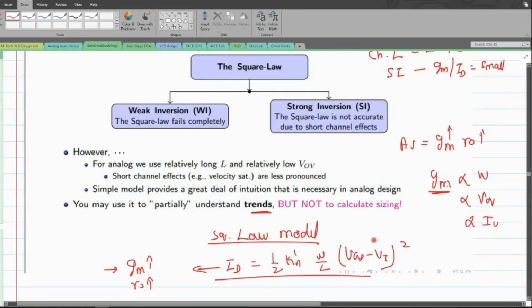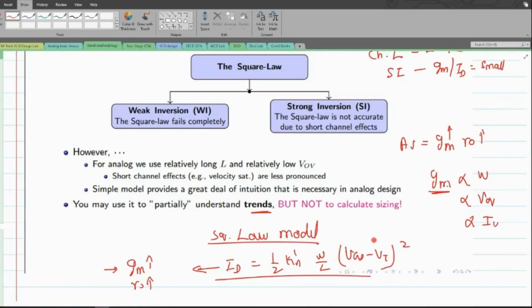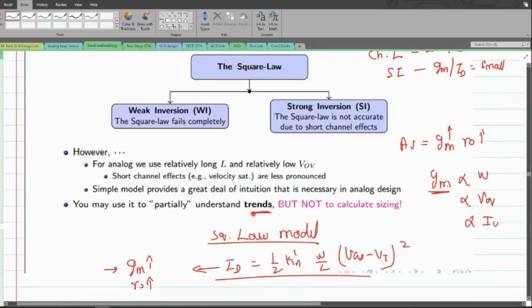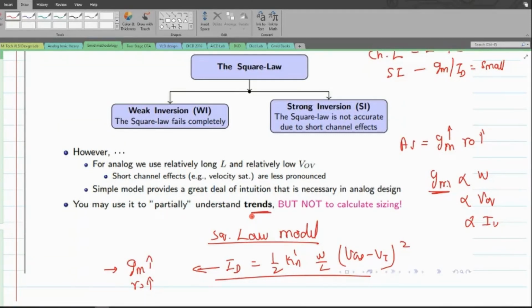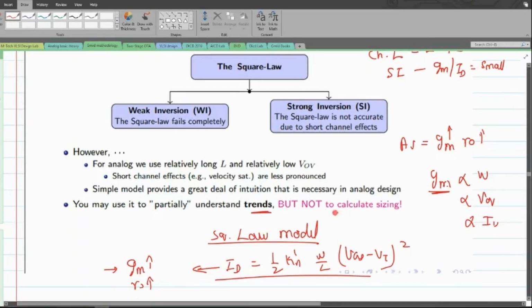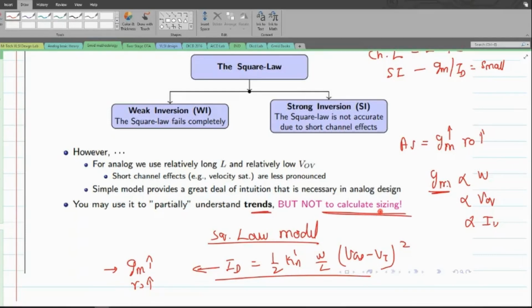It gives some sort of direction to us. I have to increase the width, and I should not lower the length, something like that. That is what we really mean by the trends. We want the model to be simple so that it gives a direction, and using that direction I know what I'm supposed to change in order to achieve a particular spec. But for sure I cannot use the square law model to actually calculate the sizing. That is not valid, but it gives me the direction. So whatever you're studying in your courses is still good enough for us to understand the trends.